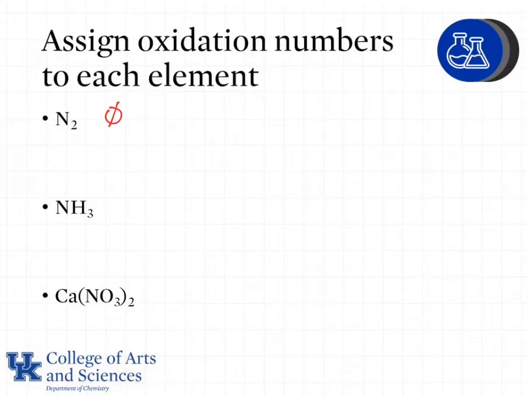Next, we'll look at NH3. There is no rule that applies to nitrogen in this compound, so we will label it X. The rule for hydrogen is the oxidation number is +1, and we know that the sum of the oxidation numbers will equal 0. So we can say X plus 3 times +1 equals 0 because it's a neutral compound. X plus 3 equals 0, so X equals -3.